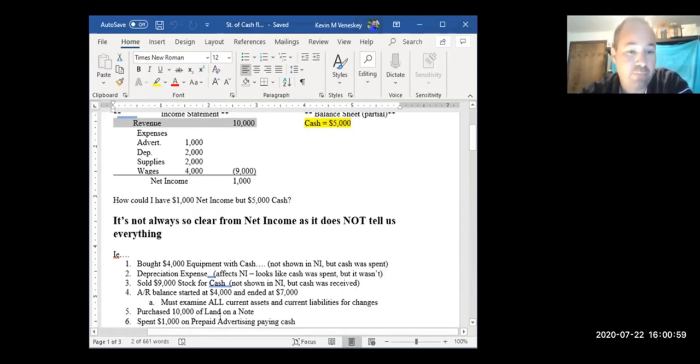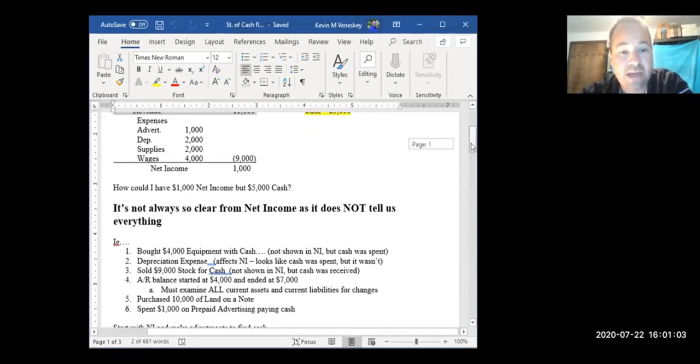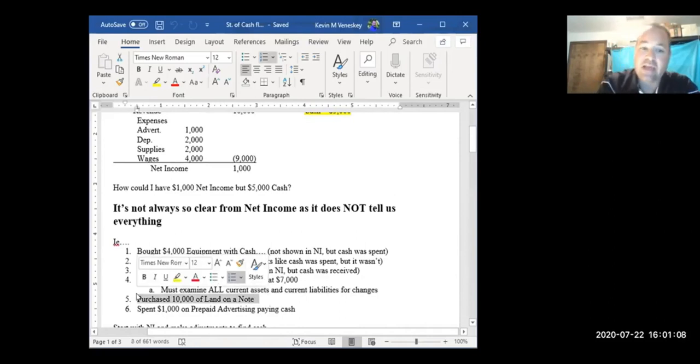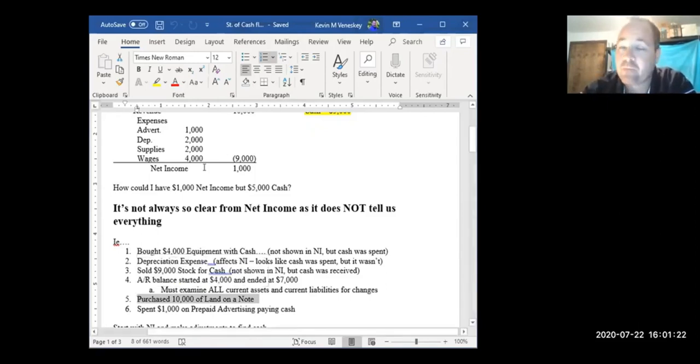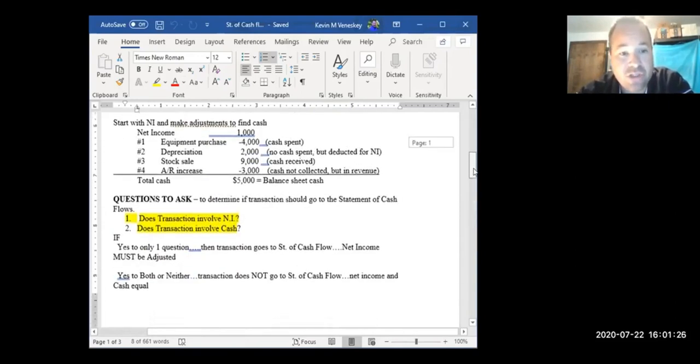And then I put one about the prepaid. We kind of looked at that. Purchased land on a note. Well, this one that you're going to see doesn't affect the statement of cash flows at all, because there's no cash being spent or received. They're both on the balance sheet. Neither of them affect the income statement. And that's going to lead us to one of my next questions here.